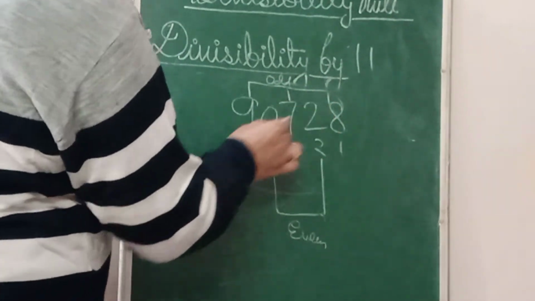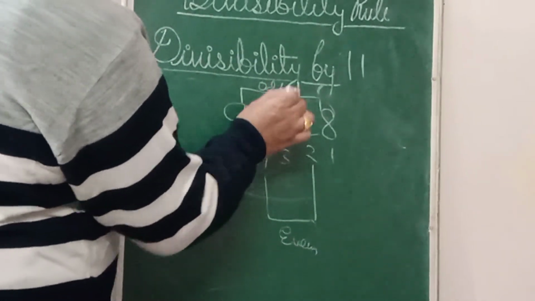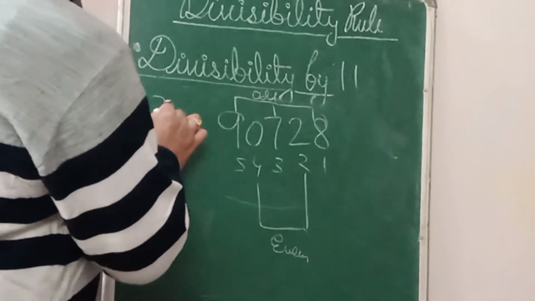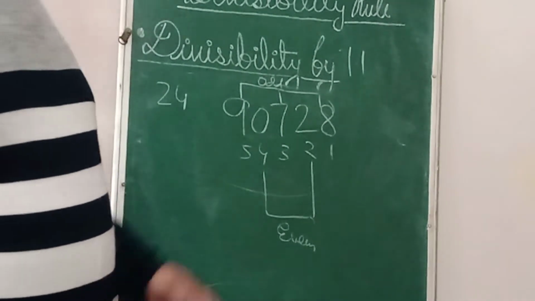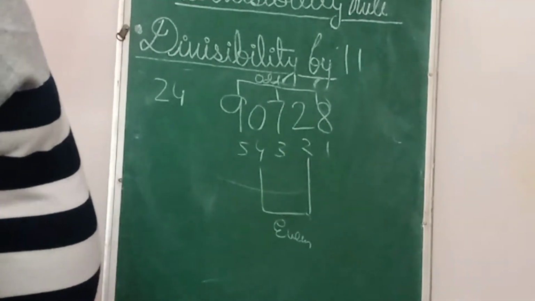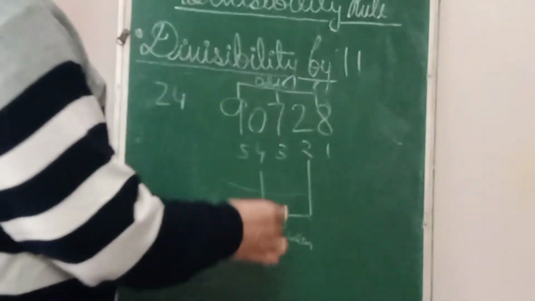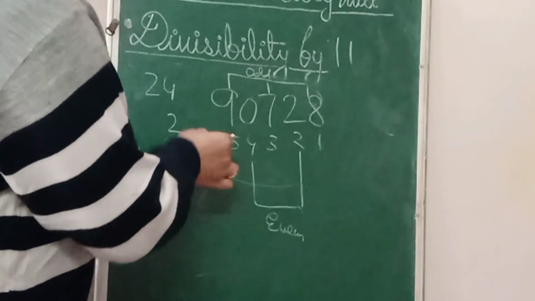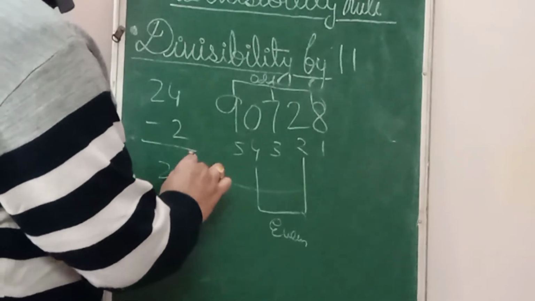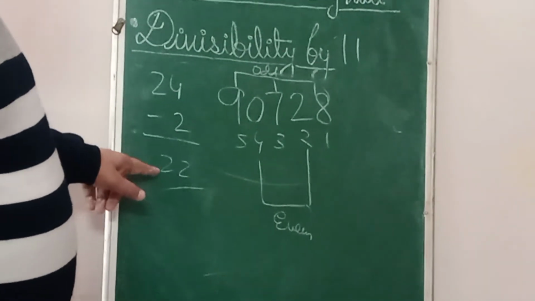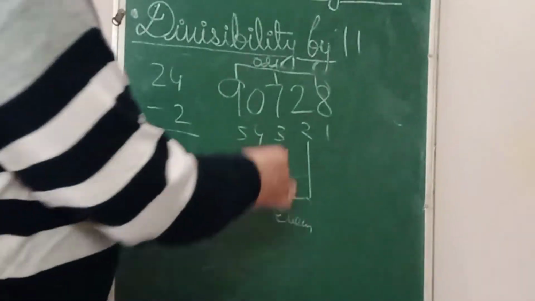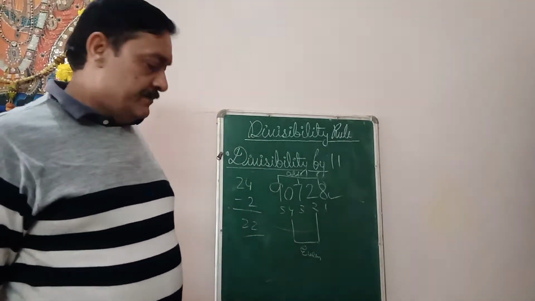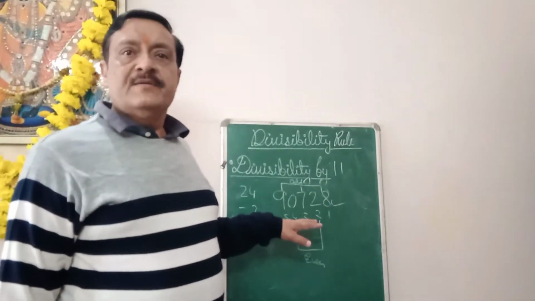So adding the odd places digits, what we get? 9 plus 7, 16, and 16 plus 8, 24. So the sum of the digits at odd places is 24. Now let us see the sum of the digits at even places. Even places, this 2 and 0. So this is 2. So now we are subtracting them. We get number 22. 22 is a multiple of 11. So this 90,728 is divisible by 11. I think we are able to understand.